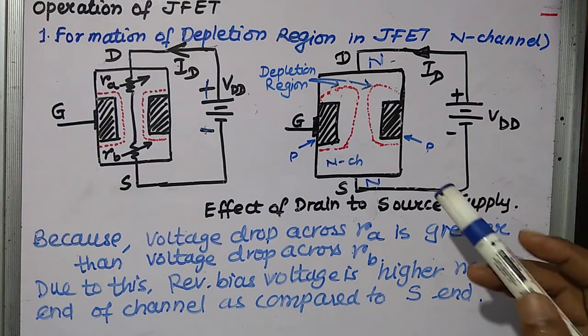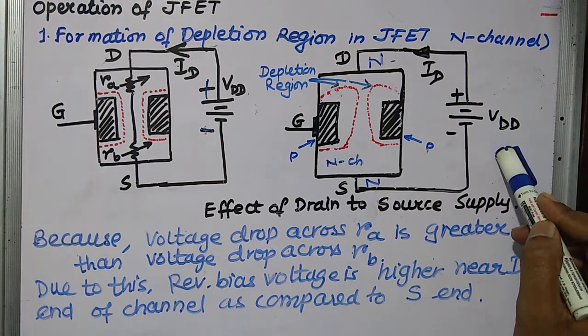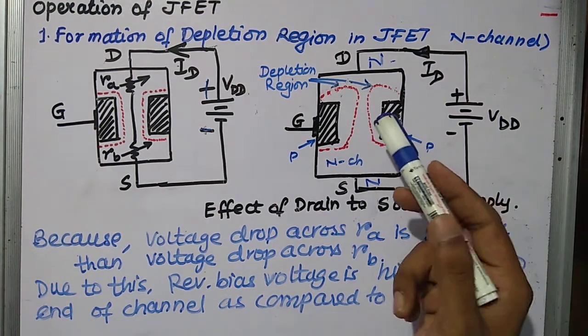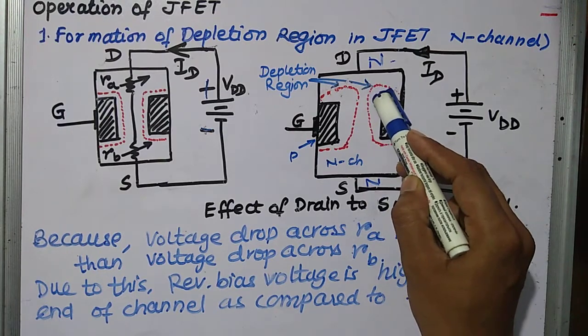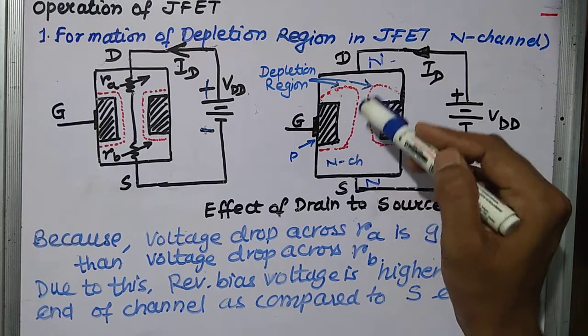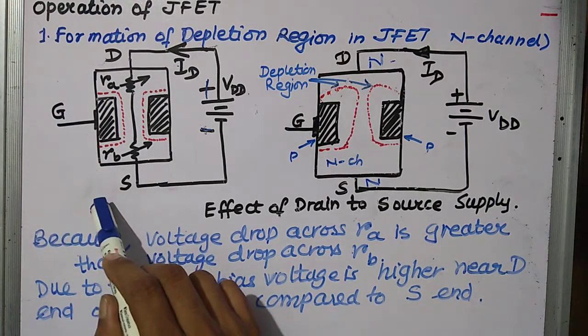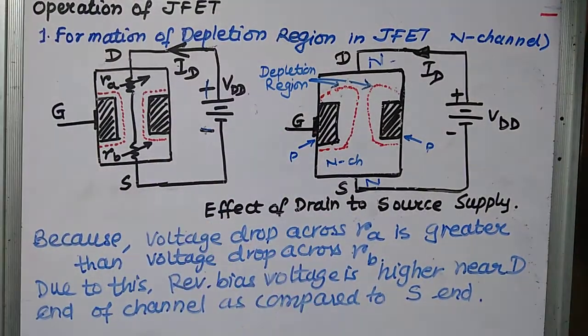There may be a situation when we will be increasing the VDD. At that time a situation may arise that these two depletion regions will touch each other and there will be very thin or no effective width in the channel. Now let us combine all the biasing, gate to source biasing as well as drain to source biasing, and then let us see how the JFET behaves.